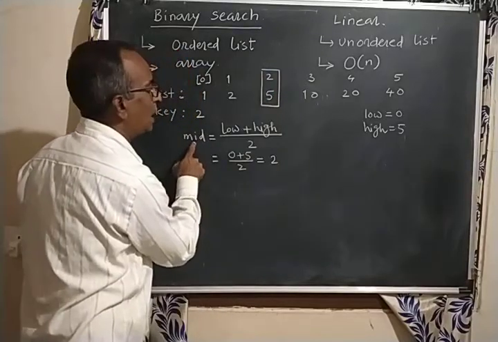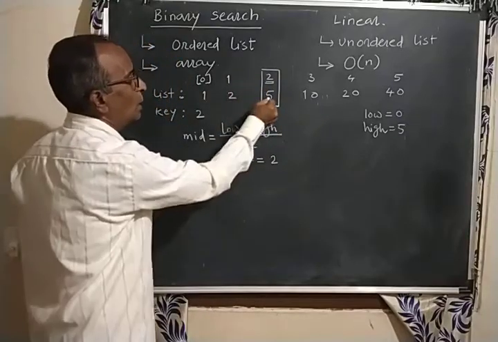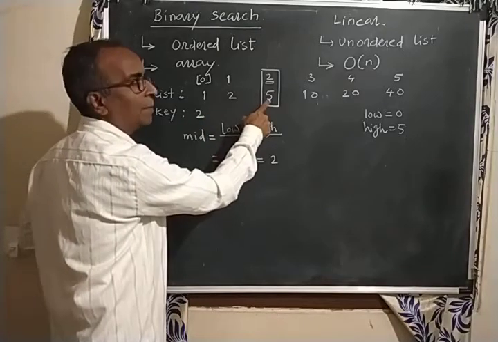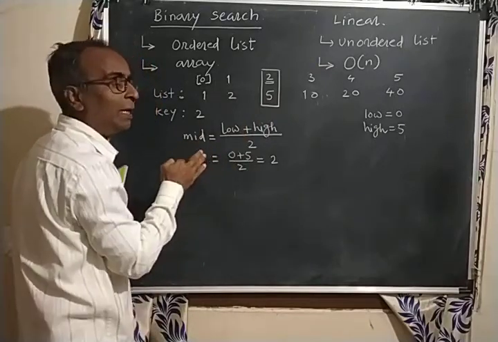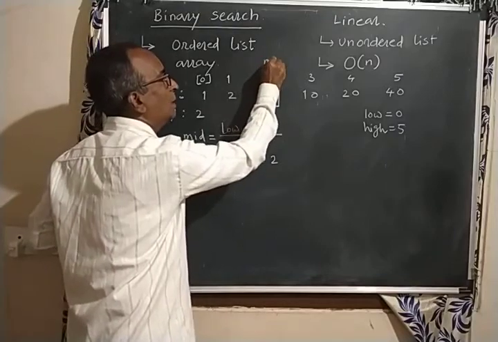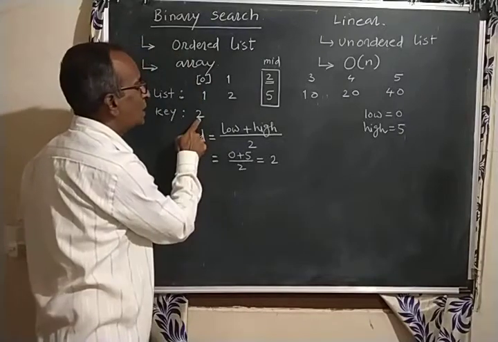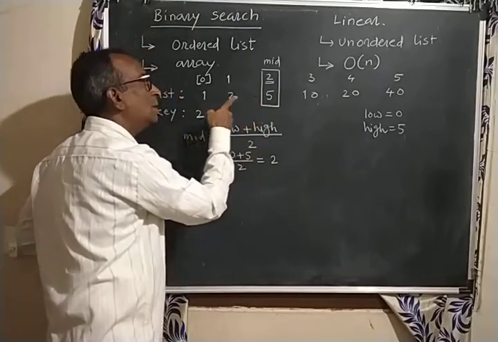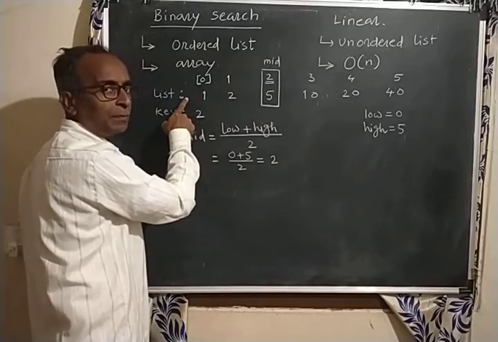This mid, whatever we are calculating, is an index. At this position, what is the element? 5. You compare this key with this element. Is it equal? No. Now tell me where it can be. Definitely, as it is a sorted list and we are searching for 2, 2 must be in the list towards the left of this mid, right?